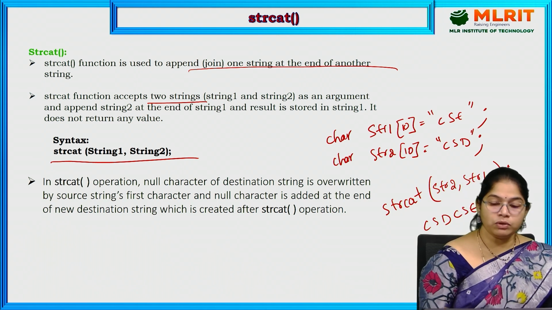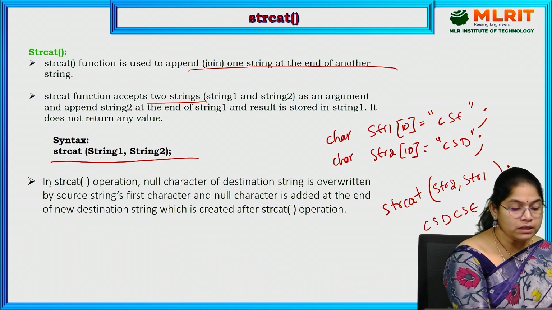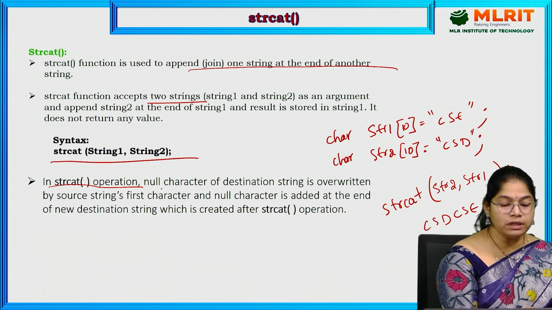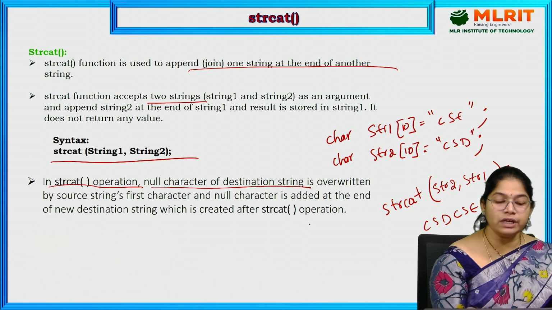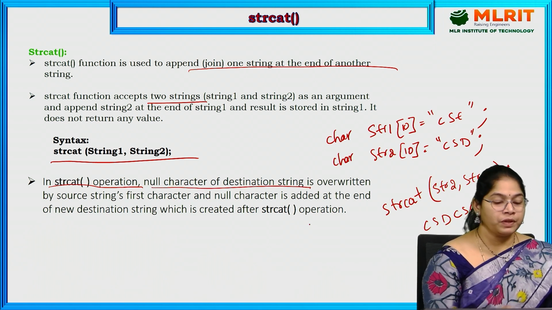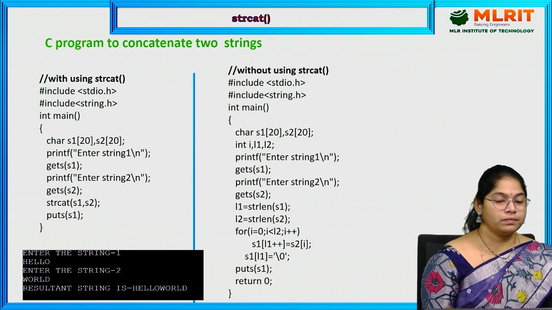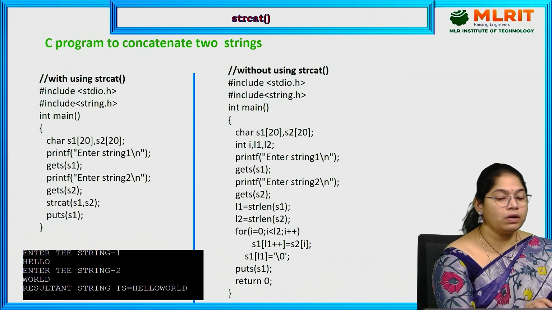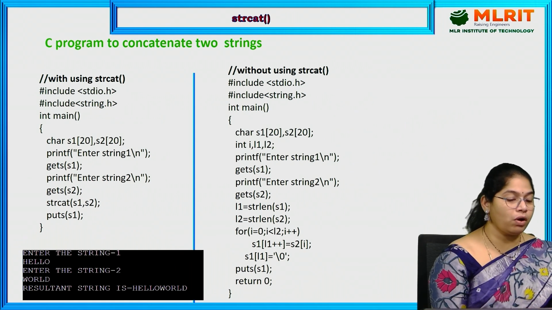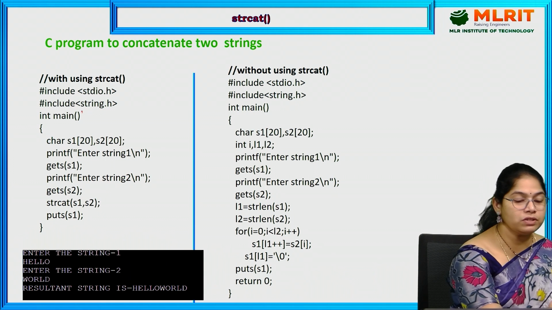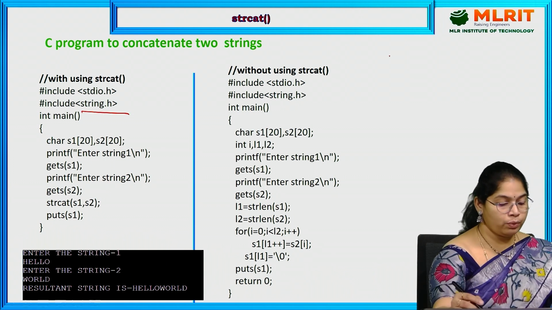And one more thing: always in the strcat operation, the null character of the destination string is overwritten by the first character. strcat means string concatenation, which is present in the header file string.h.